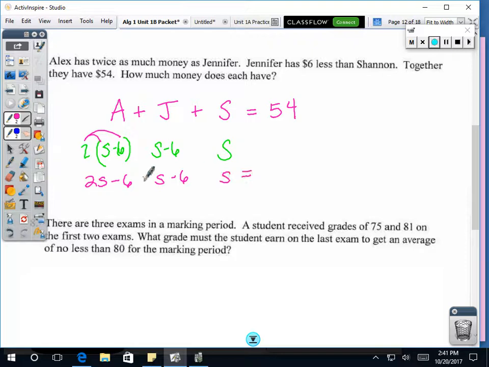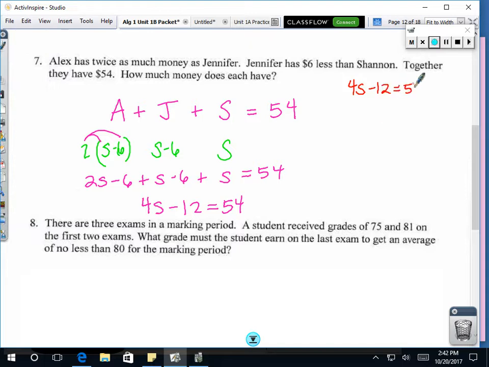But remember, we're adding up all their money, and it should add up to 54. So how many S's do we have? 4. And then what did the constants combine to? Negative 12, because negative 6 minus 6 more equals 54. So now I'm going to rewrite that equation up over here at the top so I have room to solve it. What do I do first? Sorry, 4S equals what? And now what do I do?